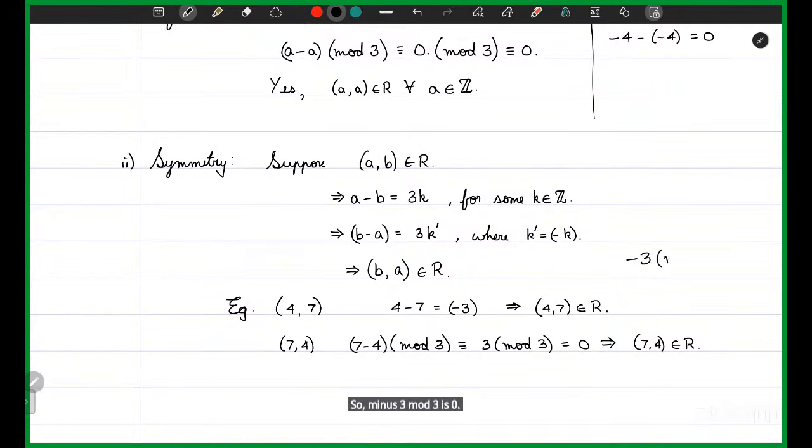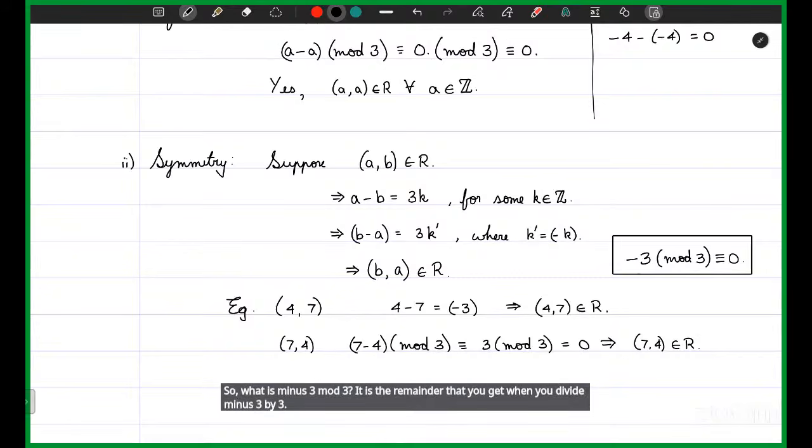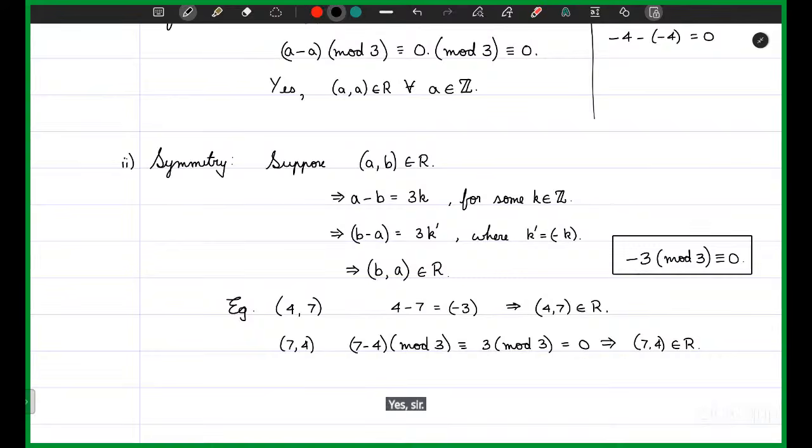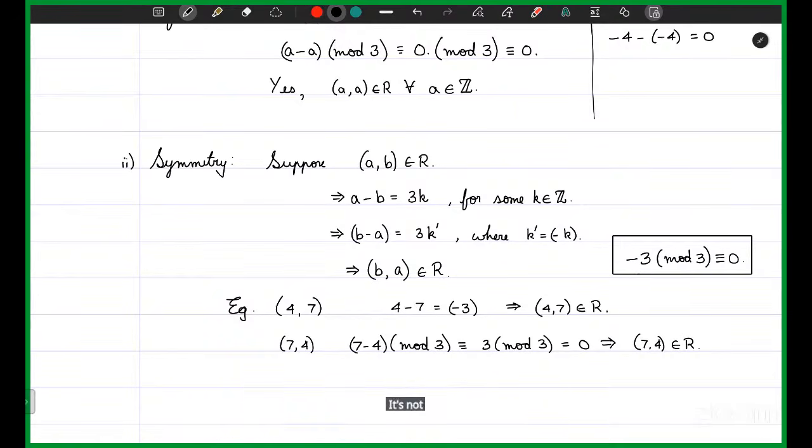Is this statement clear to you? So what is minus 3 mod 3? It is the remainder that you get when you divide minus 3 by 3. Which is 0, right? No, it means minus 3 divided by 3 is equal to minus 1, right? How 0? No, it's not the quotient, it's the remainder. So what is the remainder? Okay, sorry, sir.